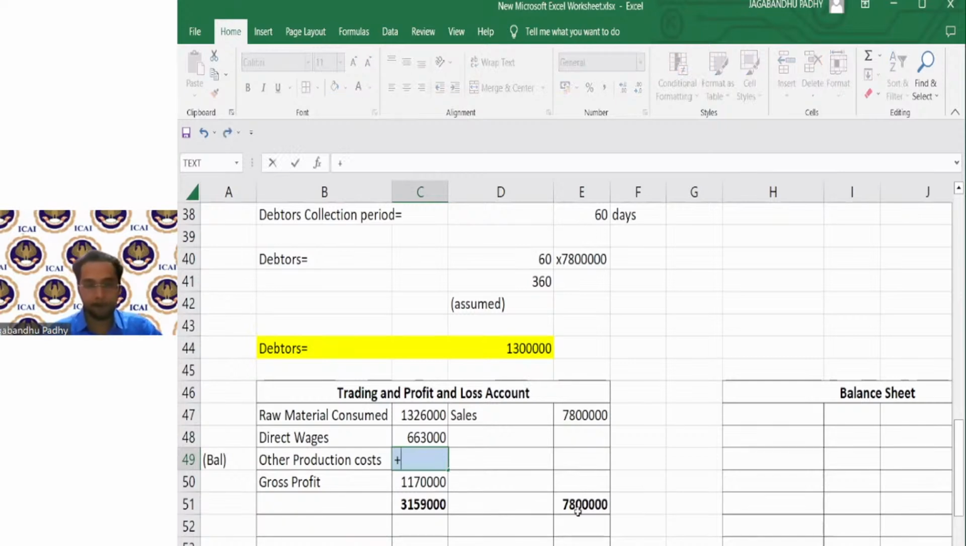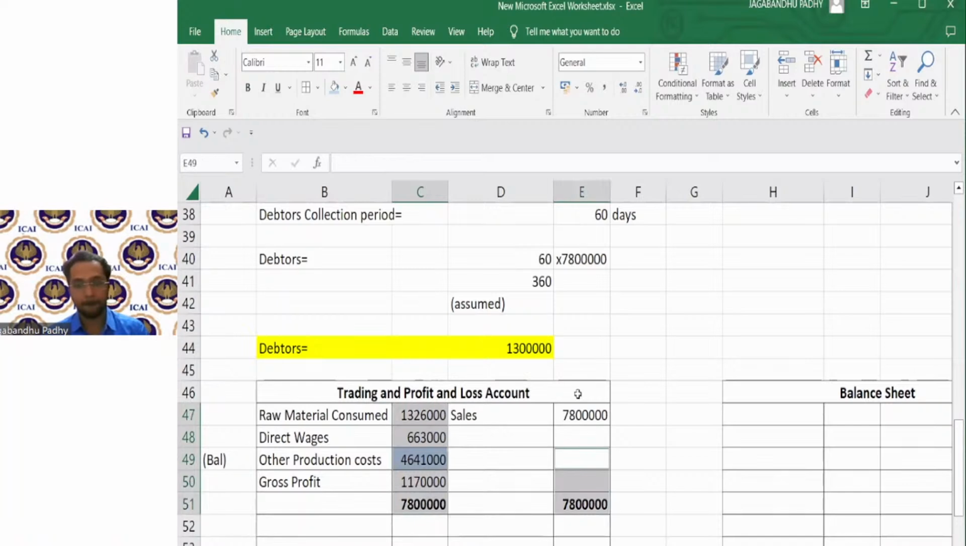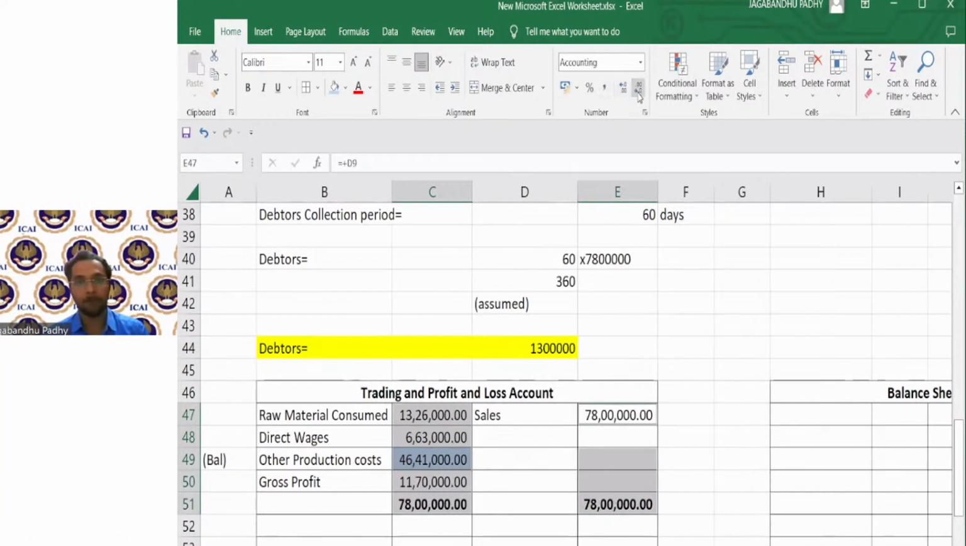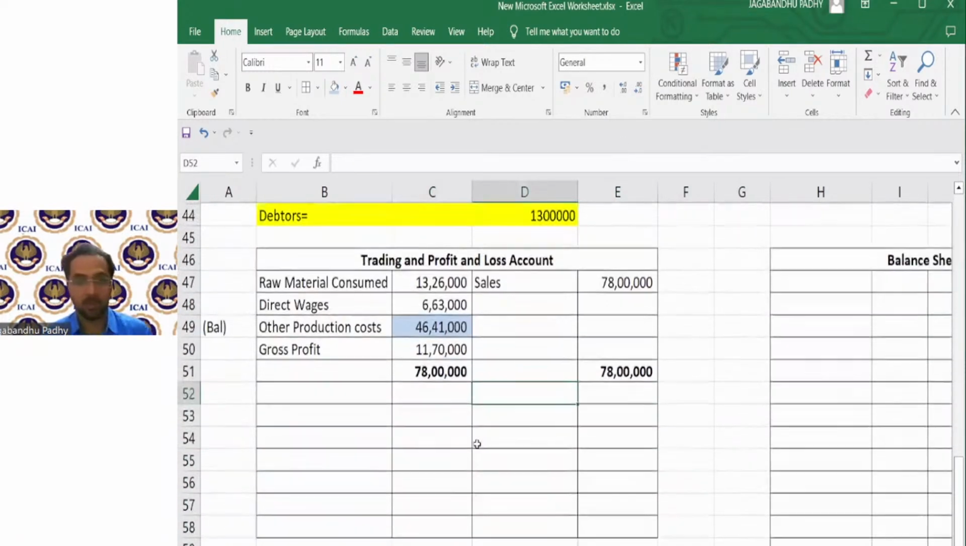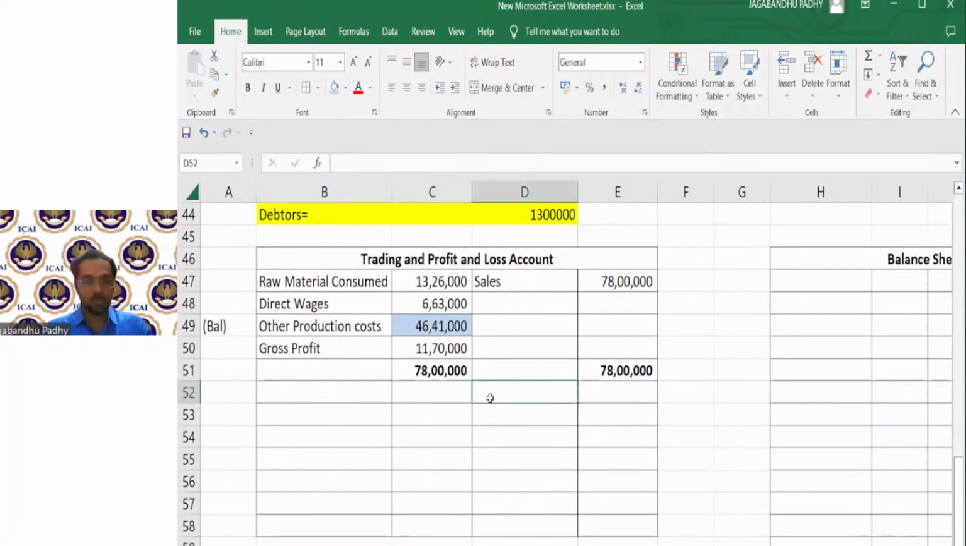So balancing figure, we just try to get it done. That minus this minus the direct wages minus the profit. The balancing figure is 46 lakh 41,000. Okay, so here we get this trading account. Then this gross profit, as we know from the format itself, is brought forward. Gross profit will be brought forward as it is, 11 lakh 70.